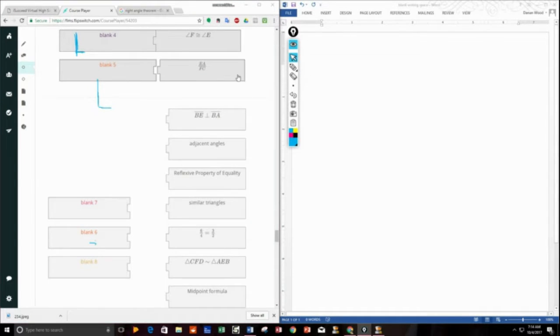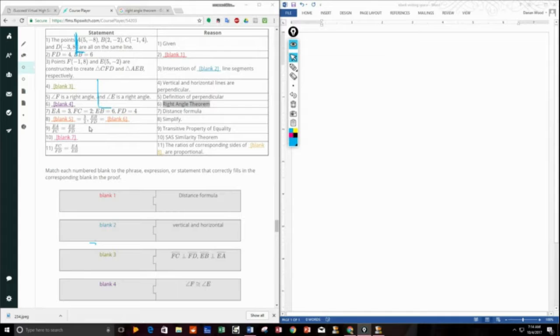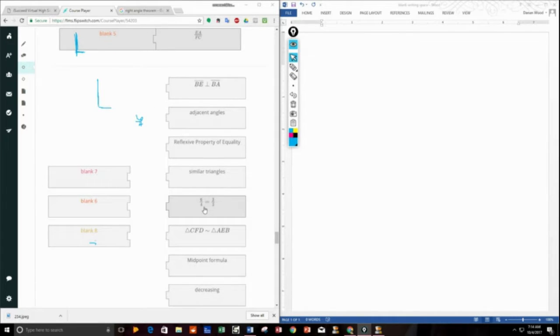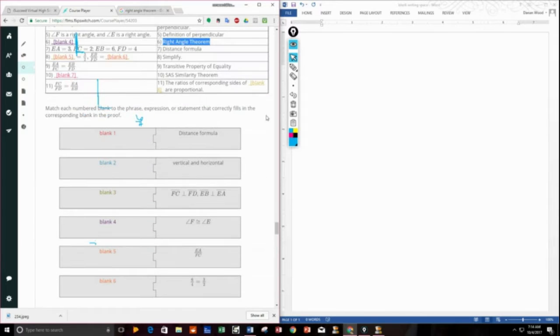And we're going to go right up here. Blank 6, 6 divided by 4, that's EB. EB's distance divided by 4. Now that does reduce down to 3 halves, so I'm glad that they include that. 6 divided by 4 is equal to 3 divided by 2.